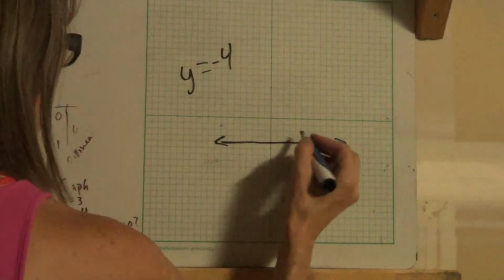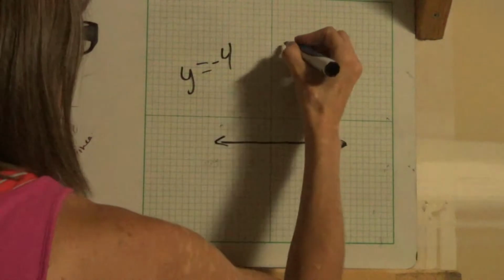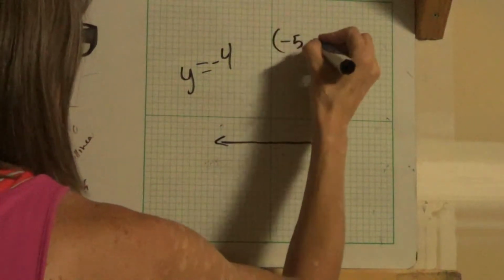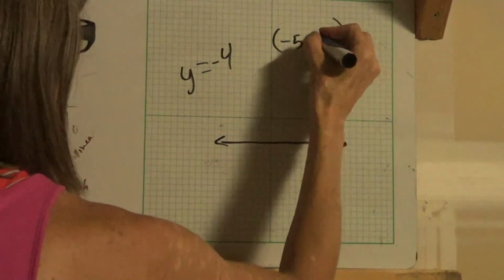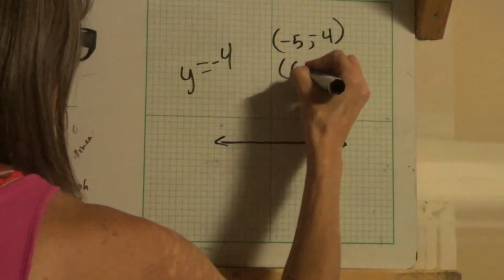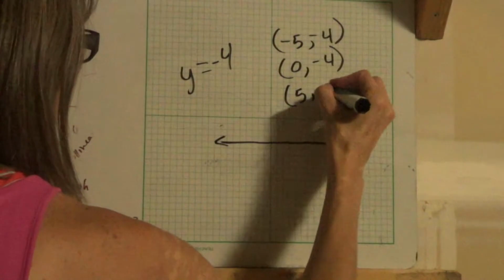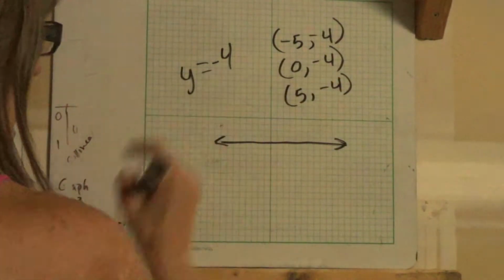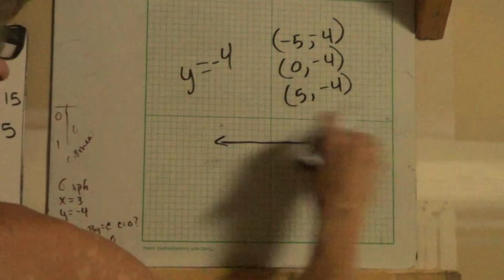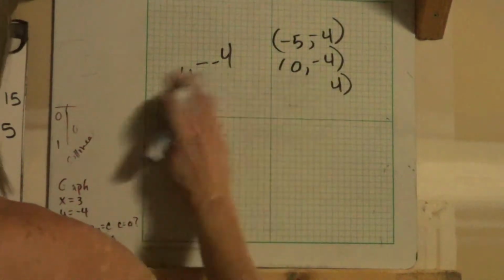To make sense of it, no matter what x is, x can be -5, it's still -4 on the y. X could be 0, it's still -4 on the y. X could be 5, it's still -4 on the y. It won't change. So that's how we get the straight line going that way.